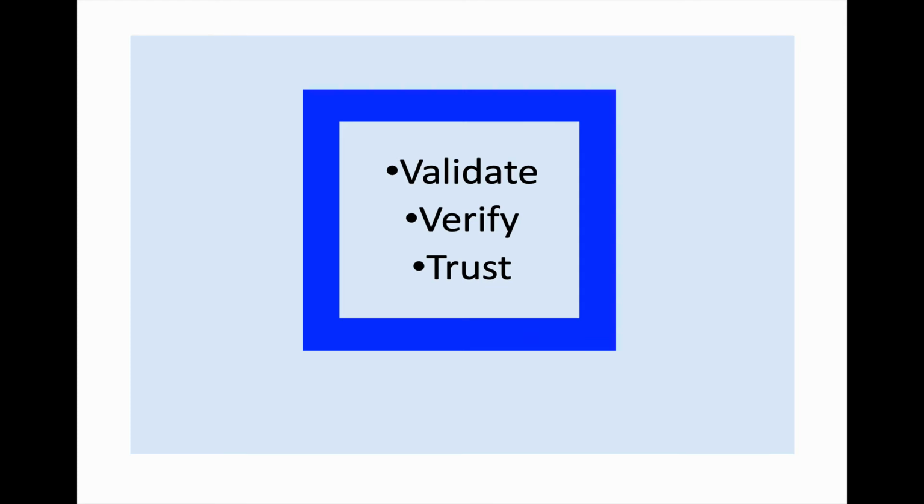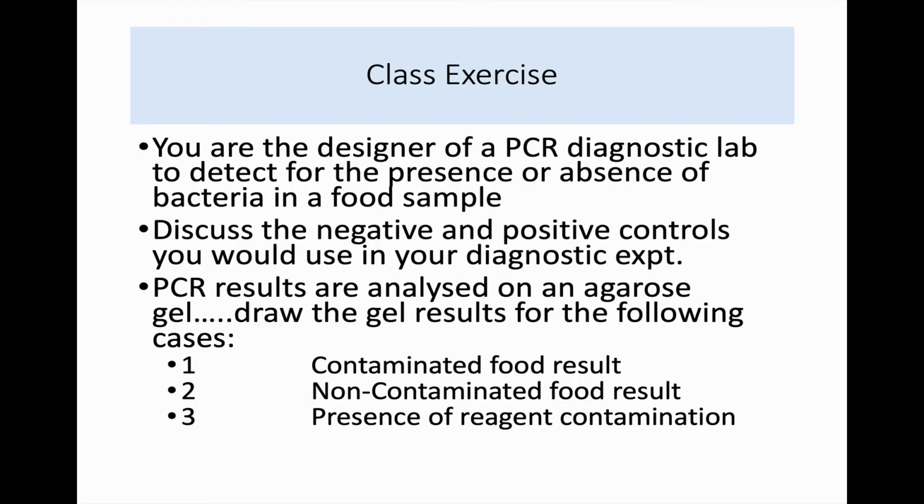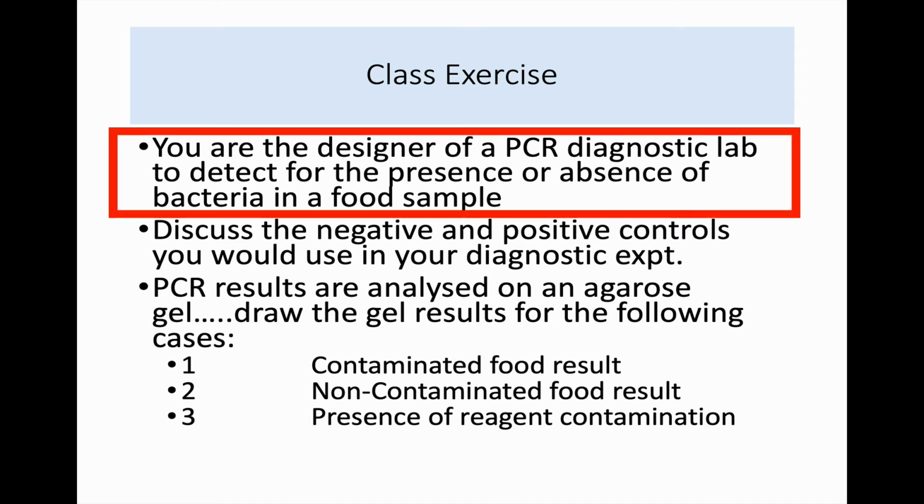I'm sure in lots of experiments that you've done in the last few years, you've always included a control. We used ones before like no enzyme controls or no substrate controls and so on. So there are all these different types of controls. So if we have to validate, verify and trust, I want you to think of this exercise. I want you to design in your head now a PCR diagnostic lab. Consider that you are going to diagnose the presence or absence, in my example here, of a bacteria in a food sample. So you will have primers designed against that particular bacterial DNA.